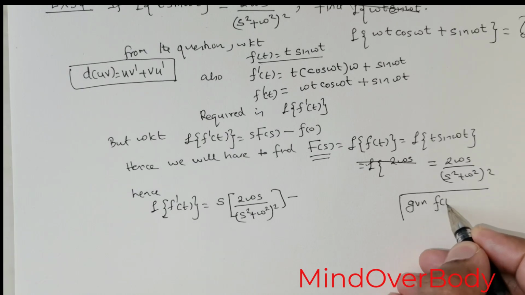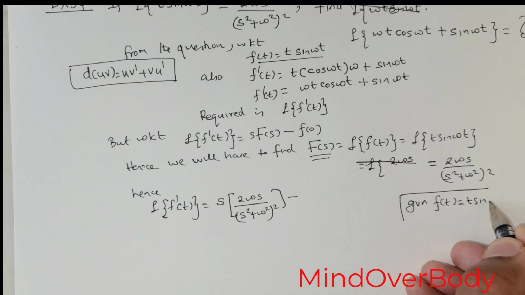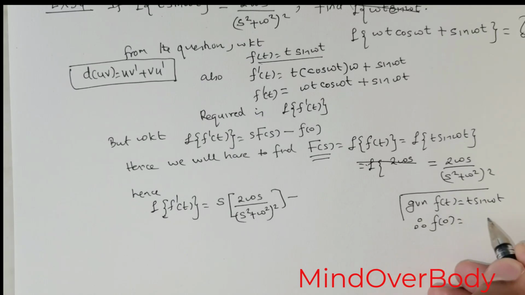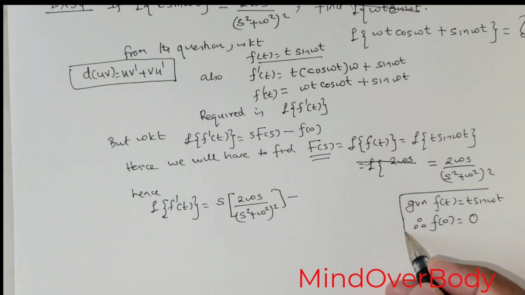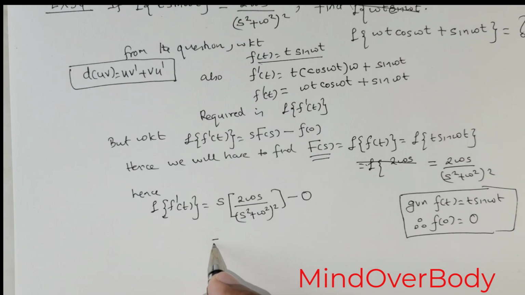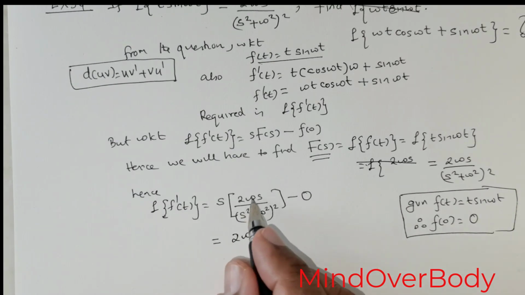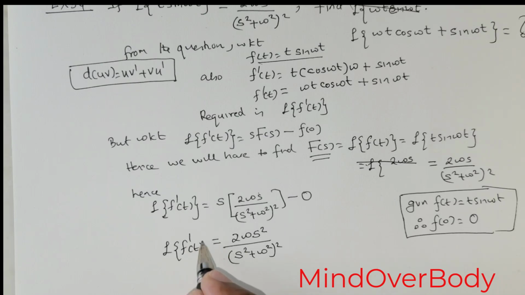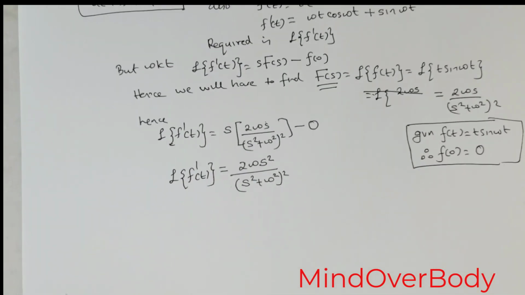Now let me work that out here. Given f of t is equal to t times sine omega t, therefore f of 0 is 0. So this is going to be 0. This is equal to 2 times omega s into s, which would give me s squared, divided by (s squared plus omega squared) raised to the power of 2, which is my Laplace transform of f dash of t.